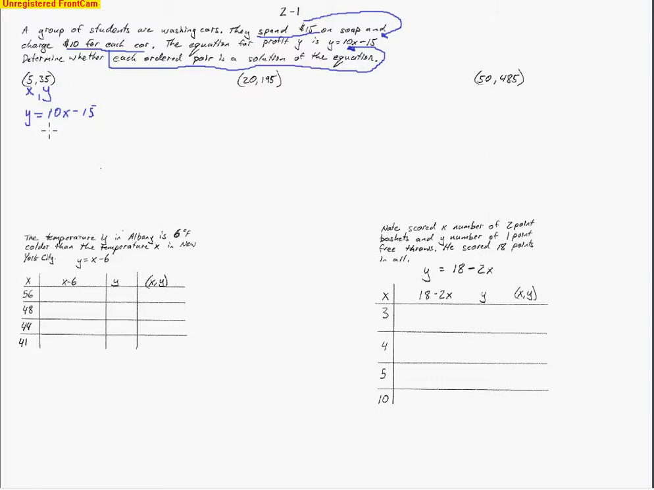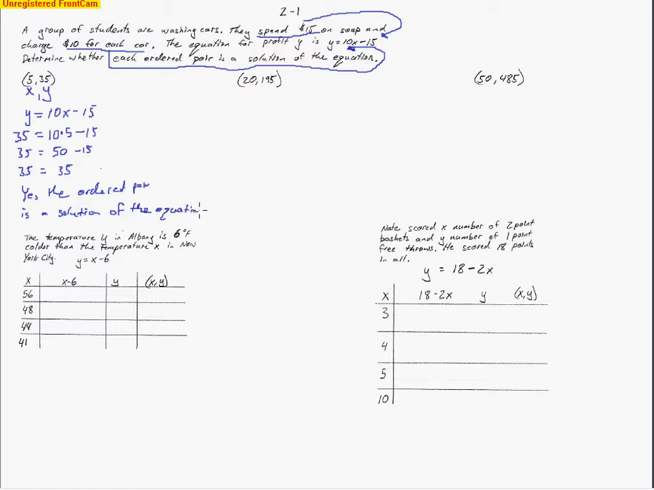They say 5 represents x, so that would mean we had 5 cars. So 5 times 10, and then take away 15, they're saying should equal $35. Let's see if it does. If we do that work, we're going to make $50 from those 5 cars. We take away the $15 for the soap that we bought. And sure enough, that gives us $35. So yes, this point is a solution of the equation. We'll say the ordered pair is a solution of the equation.